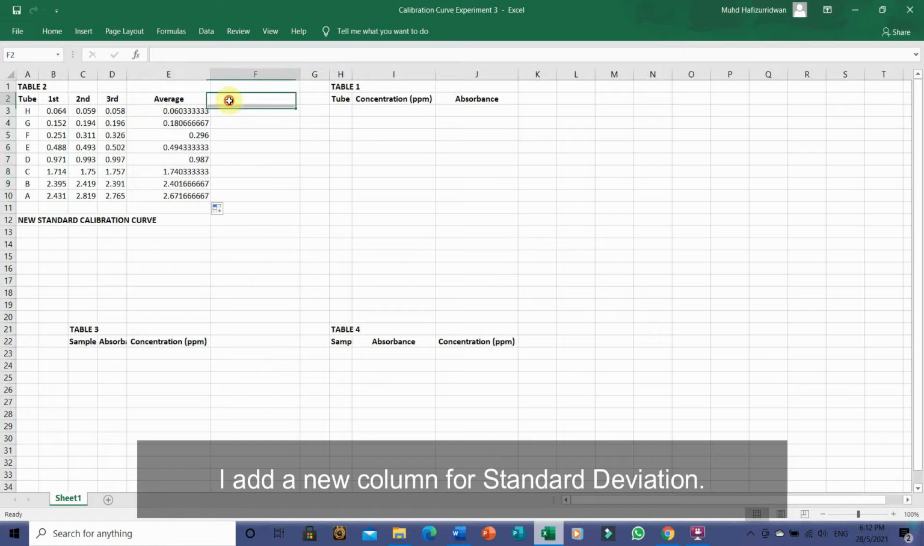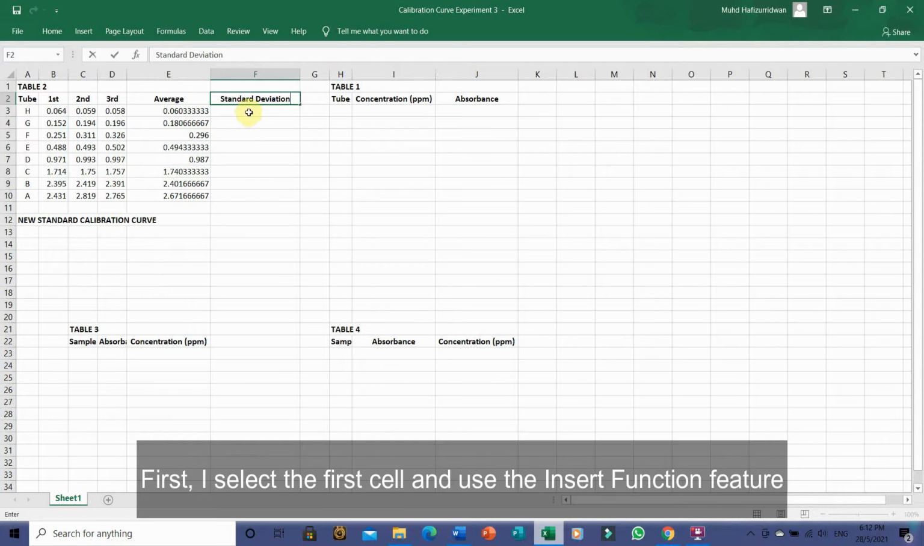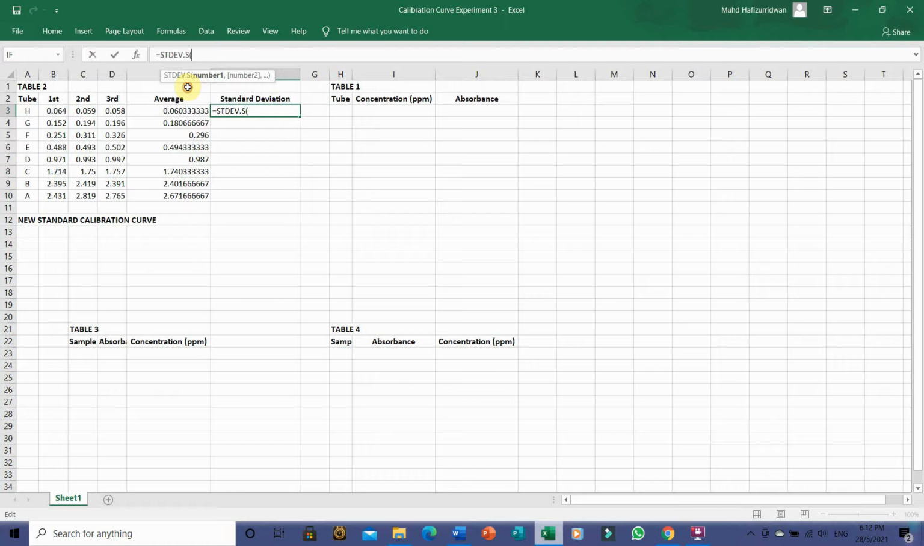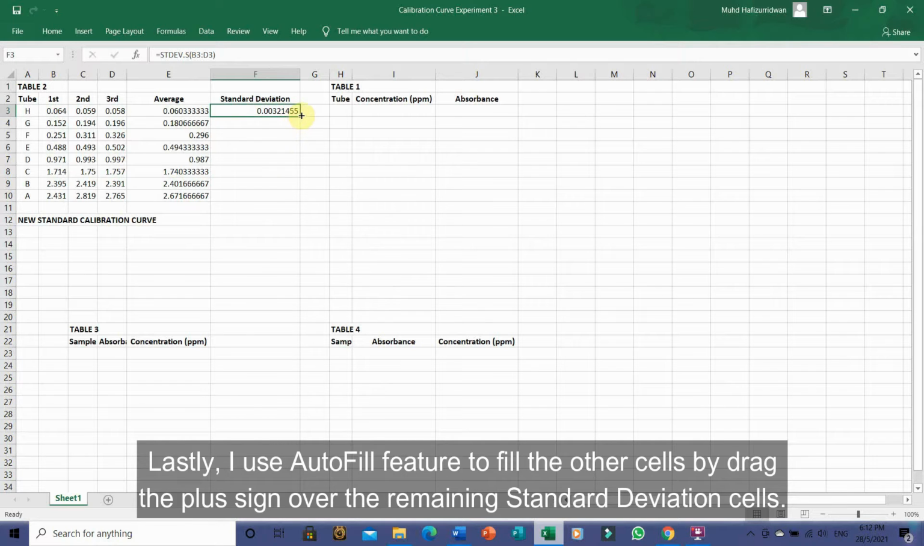I add a new column for standard deviation. The standard deviation data will be used for adding error bars in the standard calibration curve later. First, I select the first cell and use the insert function feature by typing the standard deviation keyword in the formula bar and select the STDEV.S function. Then I select all the data that I want to find the sample standard deviation of. Lastly, I use the autofill feature to fill the other cells by dragging the plus sign over the remaining standard deviation cells.